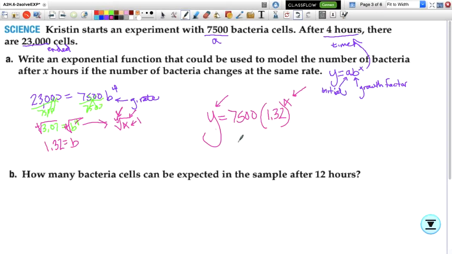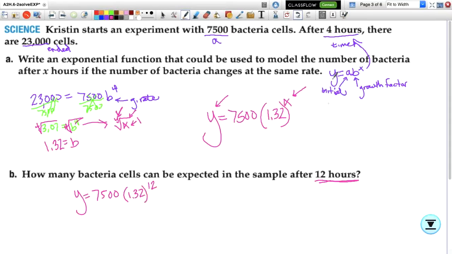So now that I have this equation, folks, I can do something with it, all right? Having the exponential function means that I can calculate for any hours that I want now and figure out how much bacteria there should actually be. So we can go along and answer part B now. How many bacteria cells will be expected in the sample after 12 hours? So 12 hours is a measure of time. I'm going to plug it in for my x. So I currently will have y equals 7,500 times 1.32 to the 12.